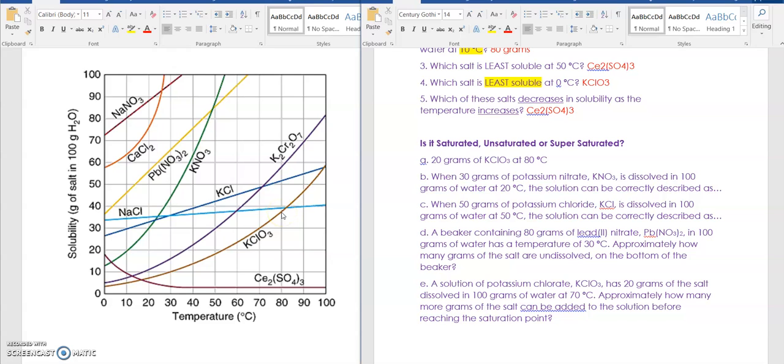So if this is saying that I, as the scientist, am pouring in 20 grams, but I could have up to 38 at this temperature, I know that this is going to be unsaturated because I could still add 18 more grams of potassium chlorate before it is completely saturated. So I'm going to put unsaturated here as my answer.